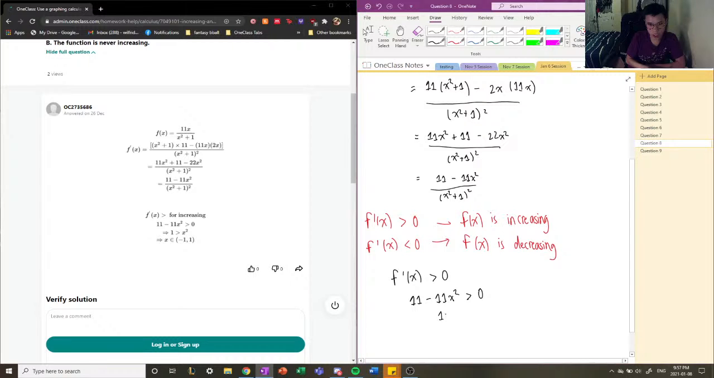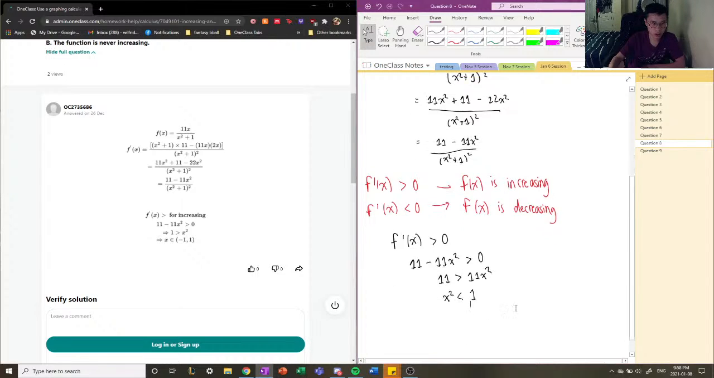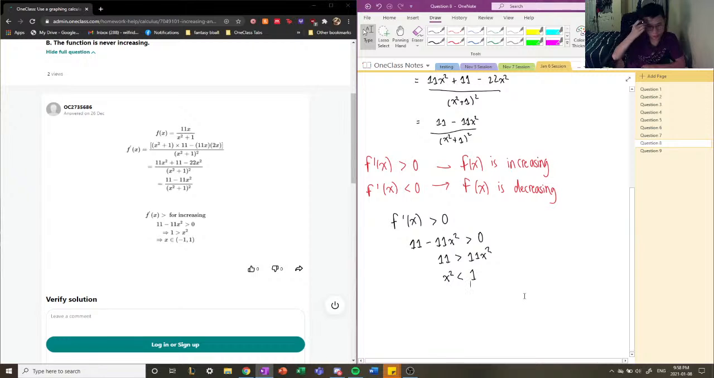So if I move 11x squared to the other side, we get this. Okay? And divide both sides by 11, and we get x squared is less than 1. Okay? That means that when x is between -1 and 1, the function is always increasing.